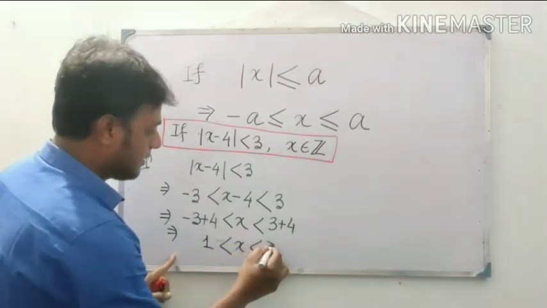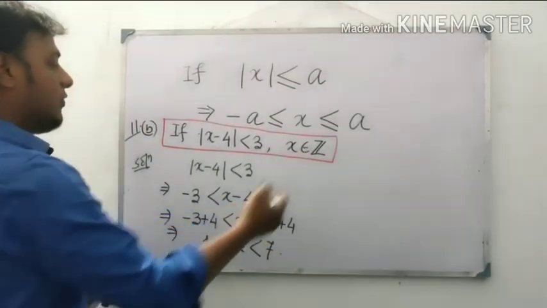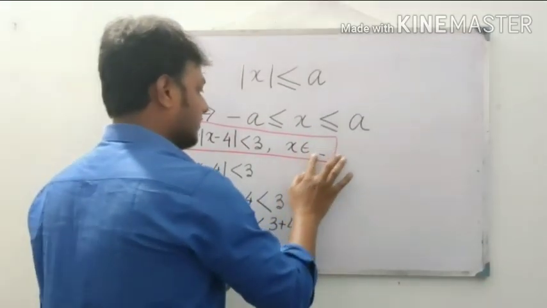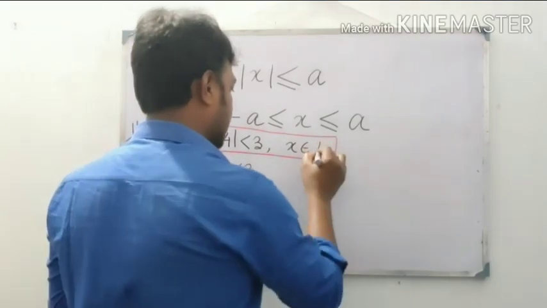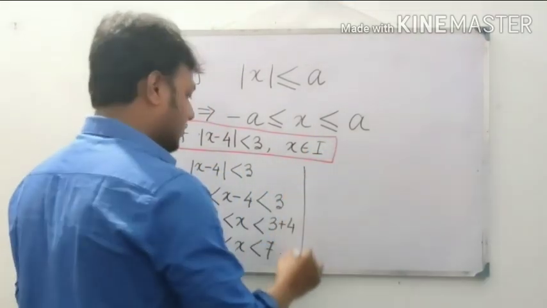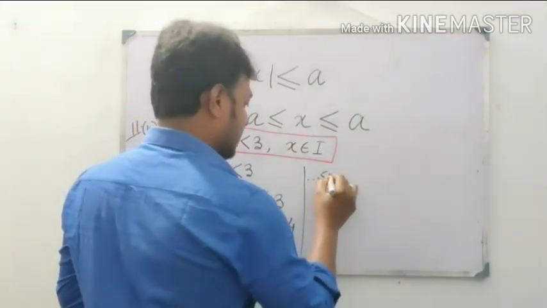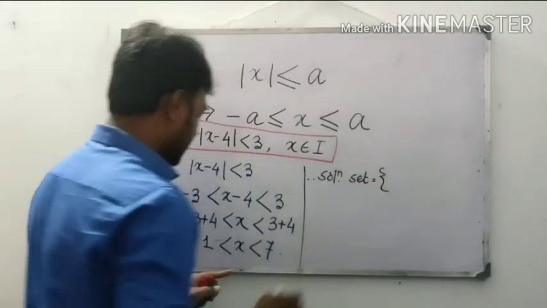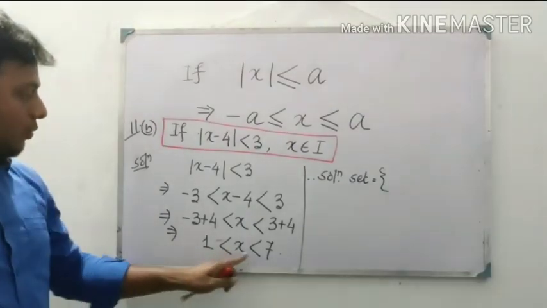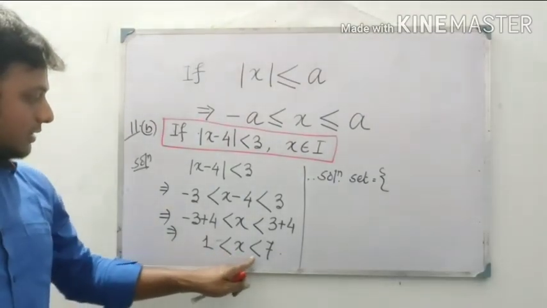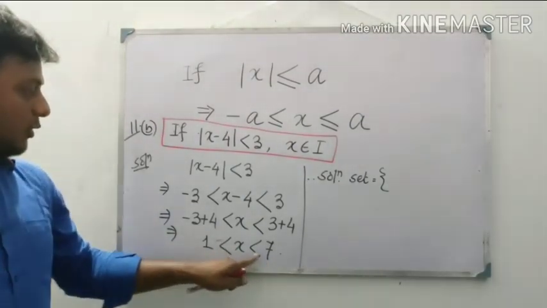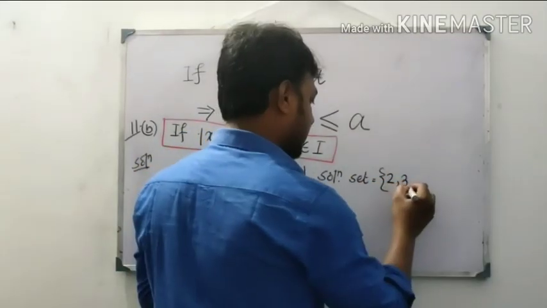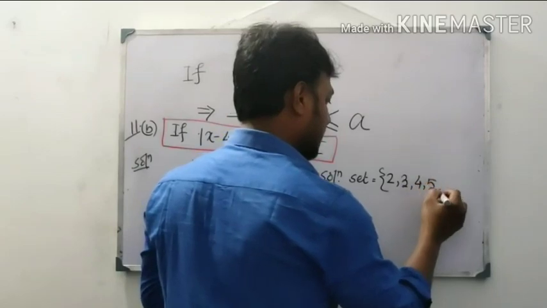x less than 7, and you have to choose the number from integers, I. So the solution set will be what? Therefore, the solution set is those integers which lie between 1 and 7, no equal to is there. See, so after 1 and before 7, all the integers. So after 1 the integers are 2, 3, 4, 5 and 6.